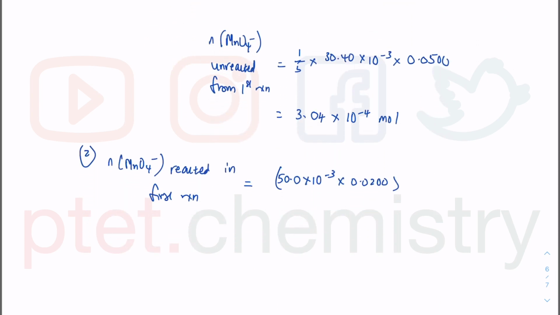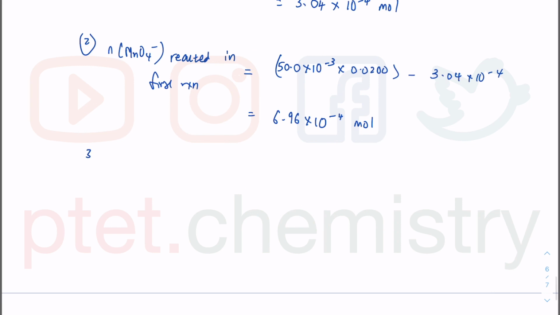Take that away from the total that you put in for the KMnO4, and you work out the mole of MnO4 minus reacted in the first reaction. So it's minus 3.04 times 10 to the power minus 4 mole. That very first bit, 50.0 times 10 to the minus 3 times 0.02, gives 1 times 10 to the minus 3, and then minus that previous answer. Now I have 6.96 times 10 to the power minus 4 mole of KMnO4 that actually reacted in the first reaction. What else do I know in the first reaction?